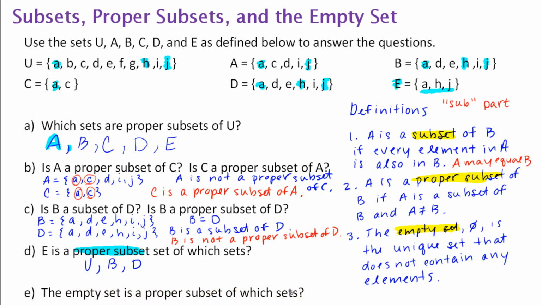Finally, for the last question, the empty set is a proper subset of which sets? Now, it's convention to say that the empty set is a subset or a proper subset of all non-empty sets. So we can list all of the sets U, A, B, C, D, and E. This is an exercise in a definition or a fact about the way that sets and subsets are defined. The empty set is a subset of all sets. It's not a proper subset of itself, but it's a proper subset of any set with at least one element.